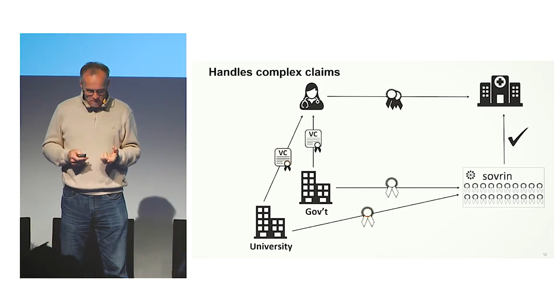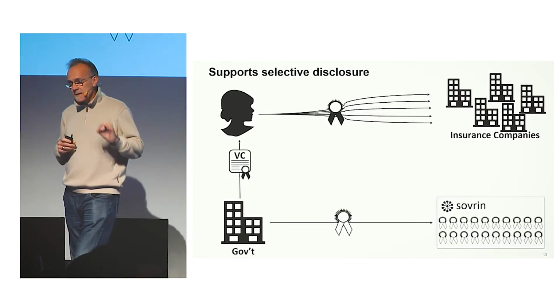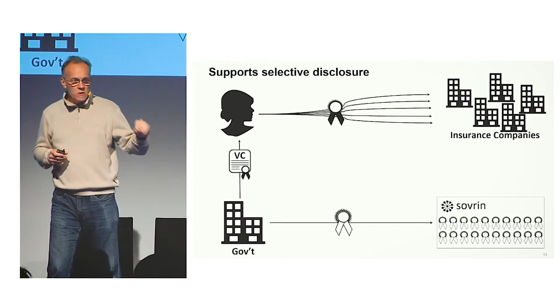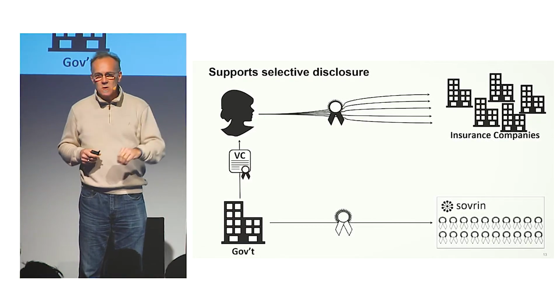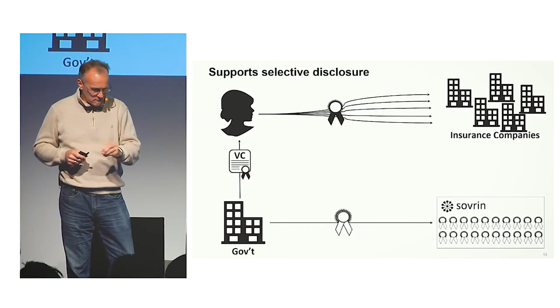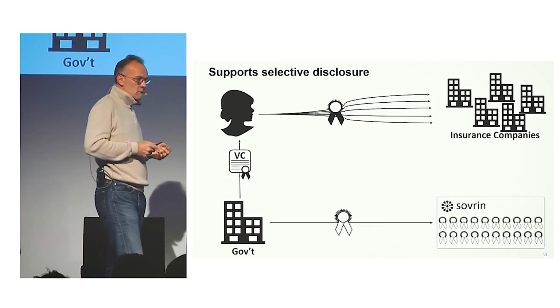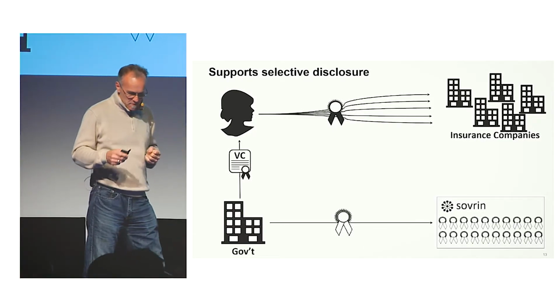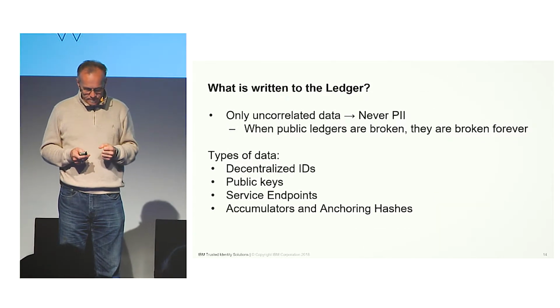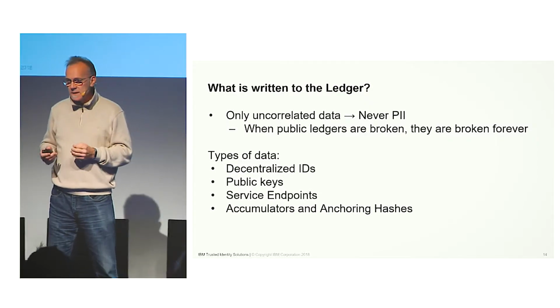The other important aspect is that in this process, the user is going to be in control of what actually gets disclosed. So selective disclosure is a very important aspect of the model. What is written to the ledger?